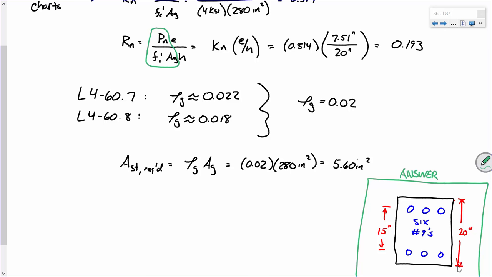We just need to pick a pattern that works. This is a potential pattern that works, six number nines. Six number nines has an area of 6 square inches. What's up? What's that? Well, if I put a cover of 3 inches and say, all right, it's 14 inches minus 6 on each side, that's 8. The whole column is 14 inches.